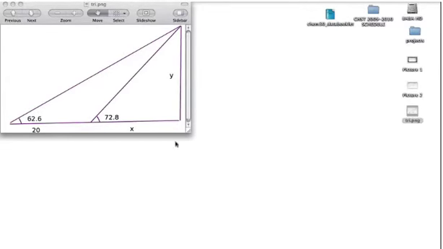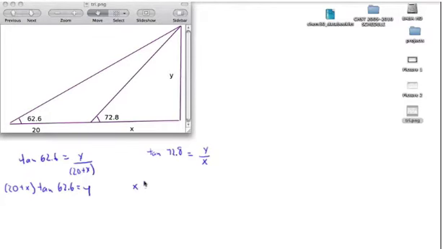So for the large triangle first, we let tan of 62.6 be equal to y over 20 plus x. And for the small triangle, we let tan of 72.8 be equal to y over x. And for both equations, we'll solve for the value of y. So that'll be 20 plus x times tan of 62.6 is equal to y. And for this equation, x tan of 72.8 is equal to y.